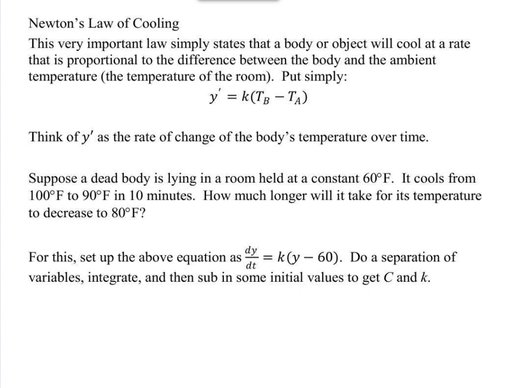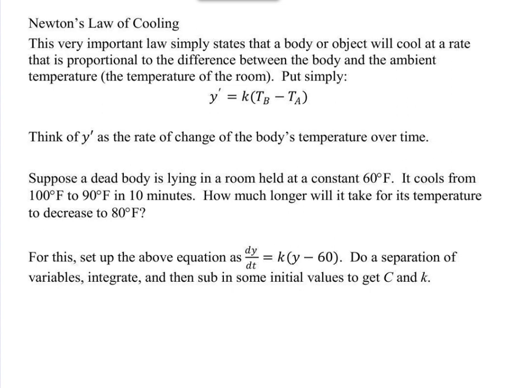Newton's law of cooling, one of the most important things of the entire year right here. Very important law, simply states that a body or object will cool at a rate that is proportional to the difference between the body and the ambient temperature. The ambient temperature is the fancy way of saying the surrounding temperature, or the temperature of the room. Okay, so the ambient temperature in this room is probably about 71 degrees. The ambient temperature outside is whatever the temperature is outside.